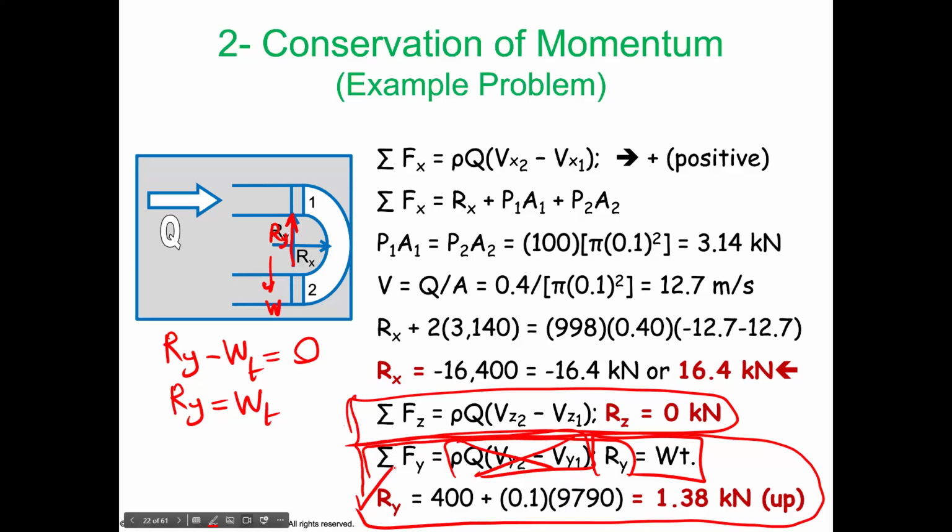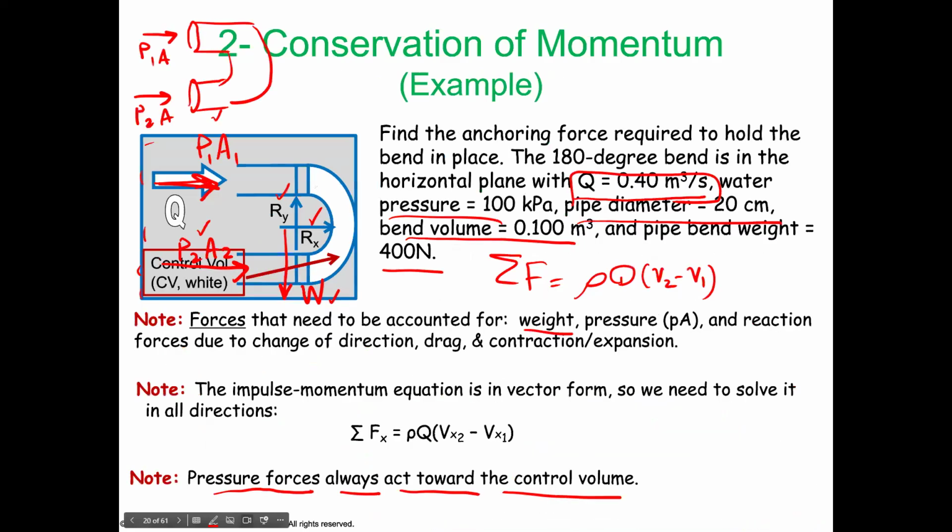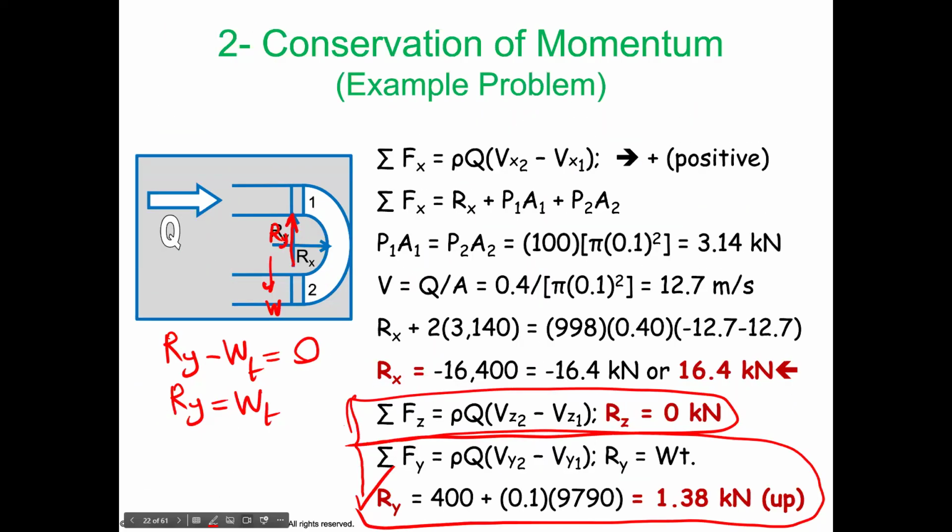Am I right? So wait. Does it give me the velocity in y direction? Rho Q. Back to the question. Pipe bend would be heavy, bend volume. Okay, got it. So this is the weight.